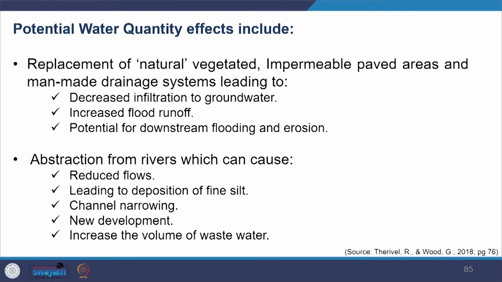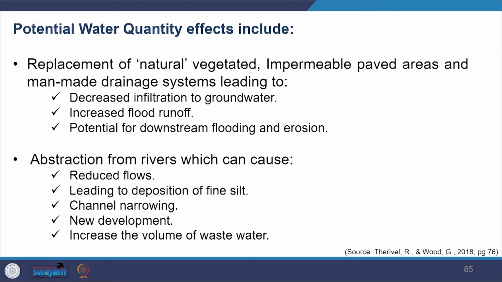We might get more impermeable paved areas, and the effect could include man-made drainage systems leading to decreased infiltration to groundwater and so on. Further, we also see abstraction from rivers, which can cause reduced flow leading to deposition of fine silt and in some cases channel narrowing.